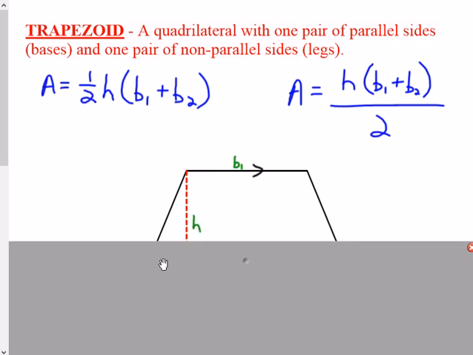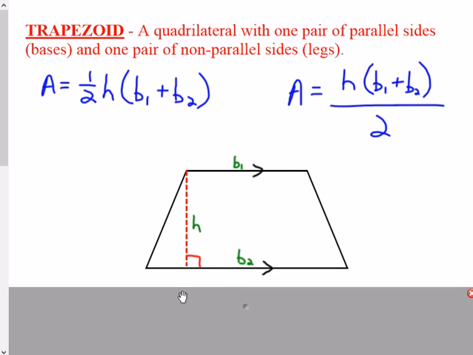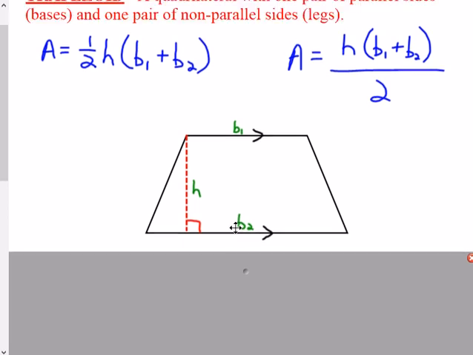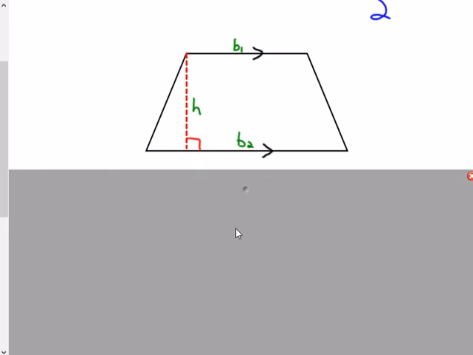Some other formulas for a trapezoid. Either one of these work. If you want to avoid the fraction, you can use the one off here to the right. But the formula for area of a trapezoid is the height of the trapezoid, just like with a parallelogram, the height has to meet the bases at 90 degrees, times the sum of the bases. You have to add the bases up and then divide by 2. This is, again, similar to a triangle. Because a triangle is just base times height over 2, but a trapezoid has 2 bases, so you have to add the bases.